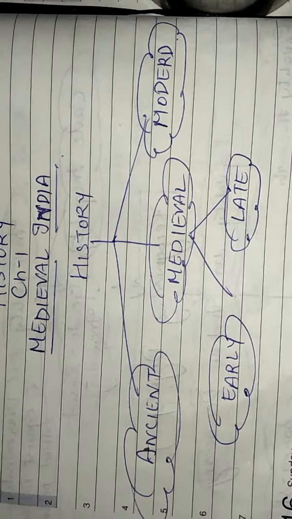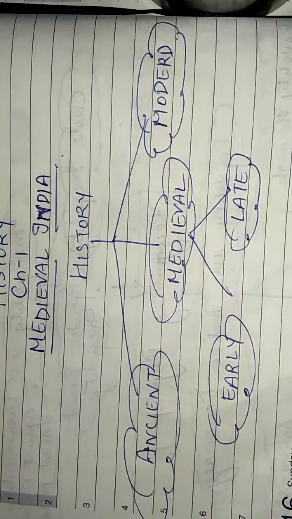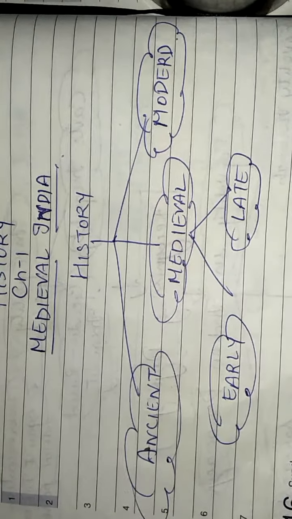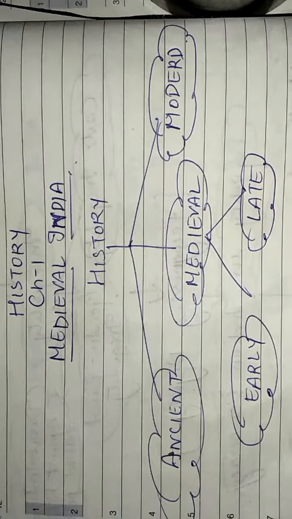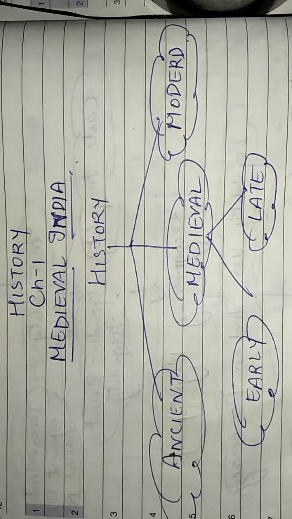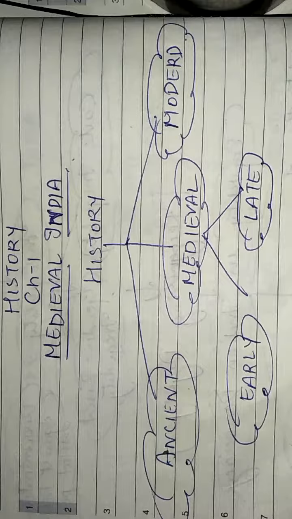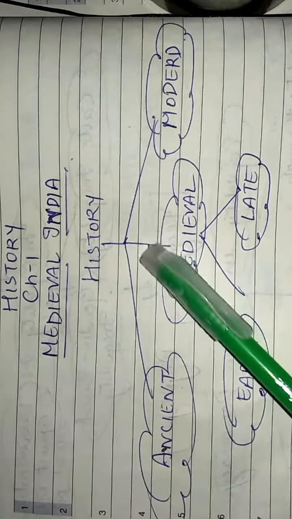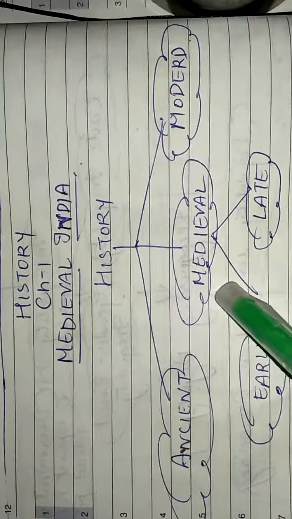We studied that history is divided into three periods, that is ancient, medieval and modern period. We studied about the ancient period last year. Now in this class, we're going to learn about the medieval period of India, medieval history. So the word medieval stands for something that is located in the middle. As we can see, medieval is a middle period.